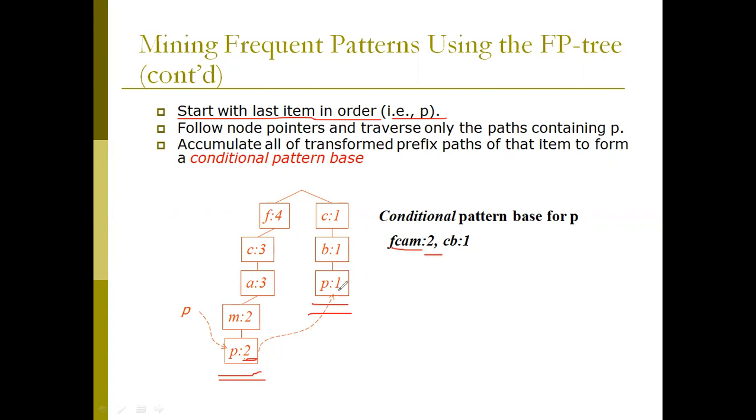Then coming to this other P, it is from B and from C. CB is 1 time. This is the conditional pattern base for P. Like this, you need to create it for each and every item set, like M, A, C, B. Then we'll move to the next slide.